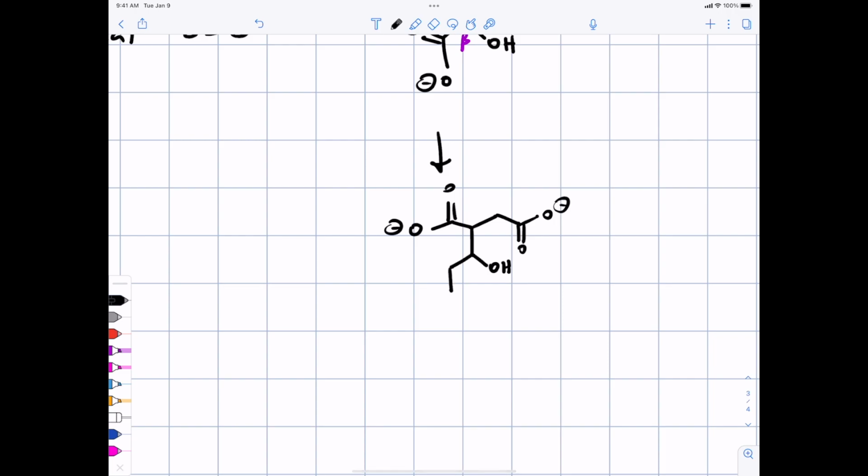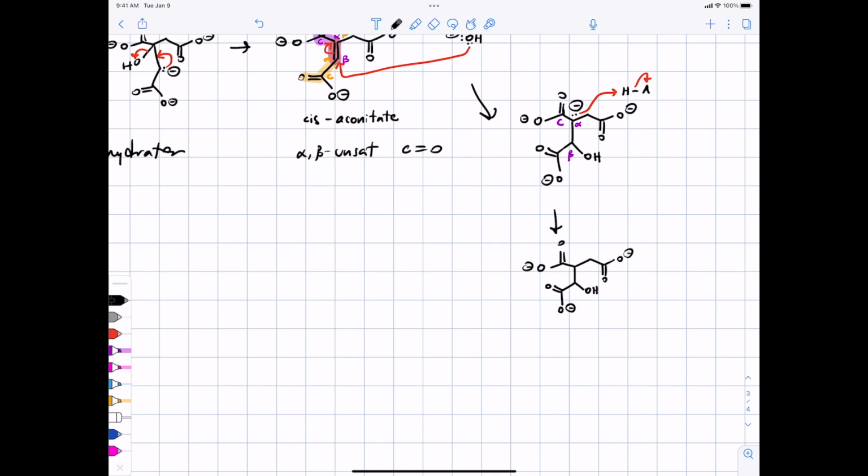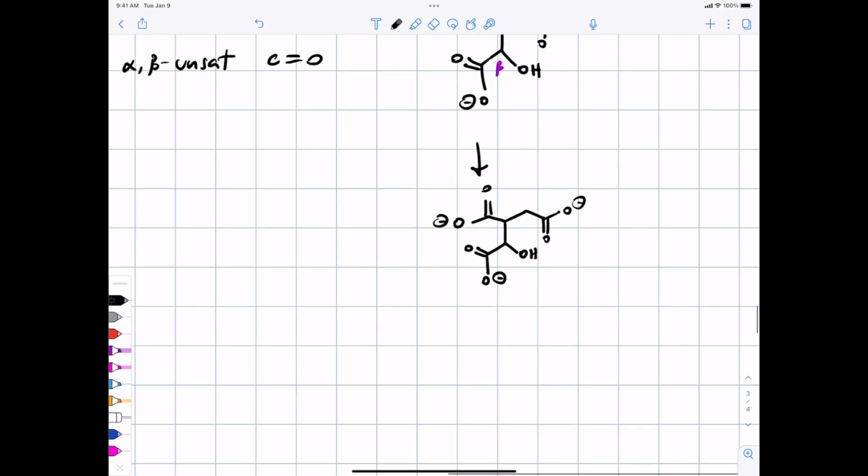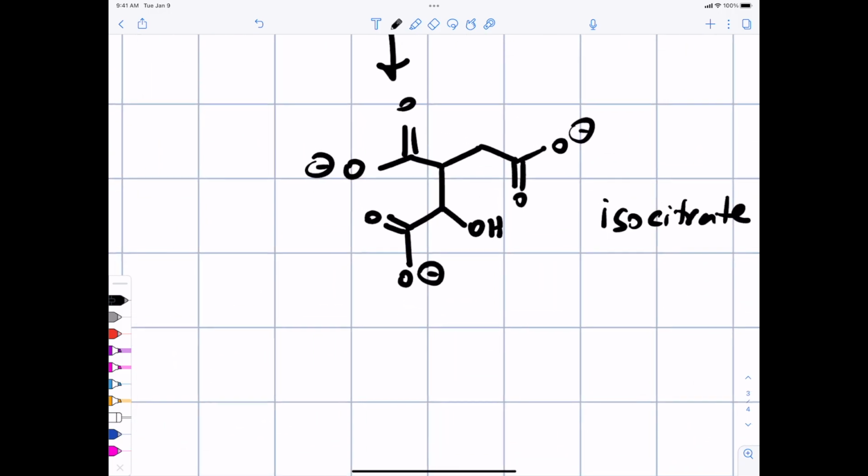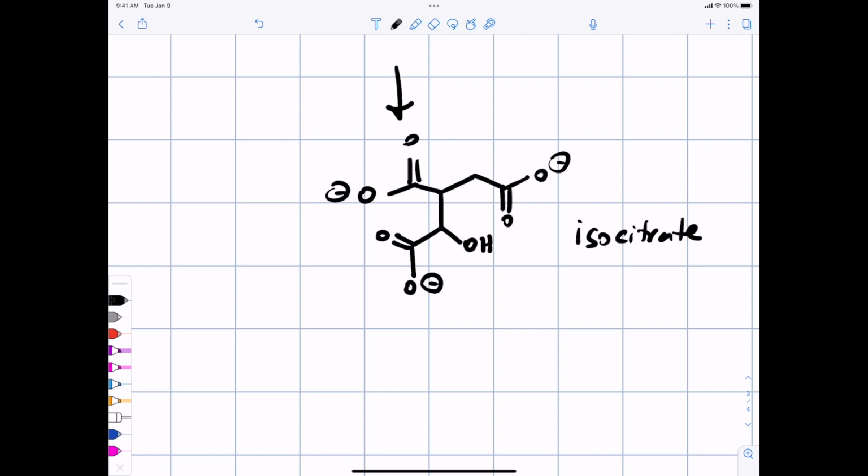Notice that I'm also sort of ignoring stereochemistry, and that's fine. The stereochemistry of all these intermediates is known, but you don't need to know it. Okay, this molecule is called isocitrate. One of the things to pay attention to here, though, is where is that OH group relative to the carbonyls? Relative to the purple carbonyl, that's a beta hydroxy group. Relative to the orange carbonyl, it's an alpha hydroxy group.